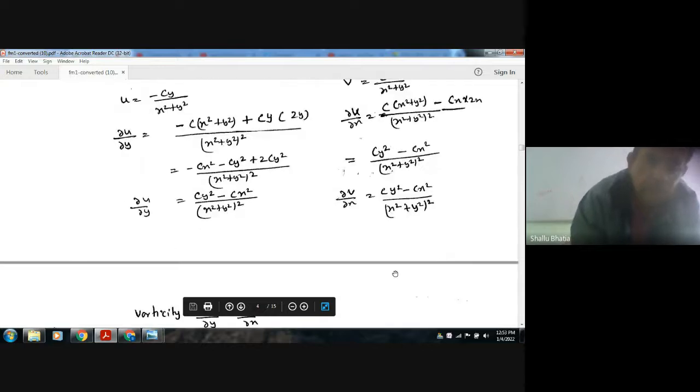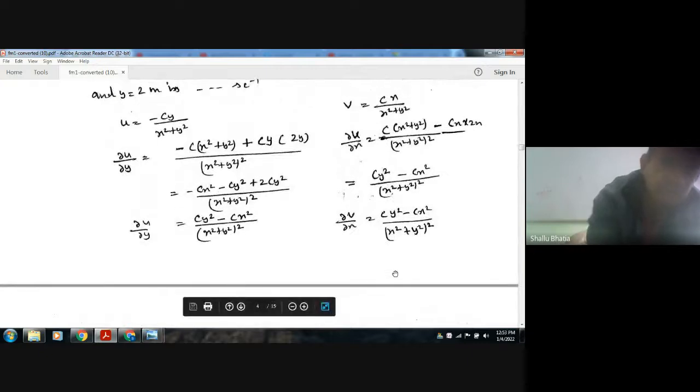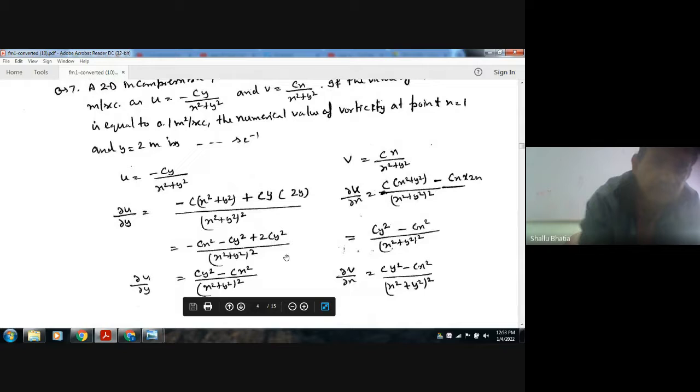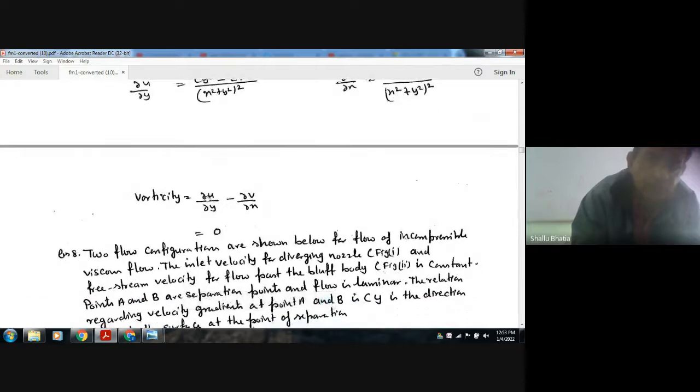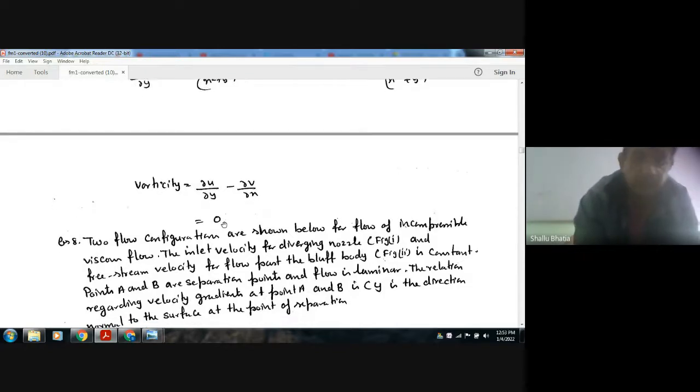Now vorticity is nothing but the difference of these two. As these are equal, vorticity is zero. So the answer is zero. Vorticity is 2 into angular velocity, or curly v by curly x minus curly u by curly y. So the answer is zero.